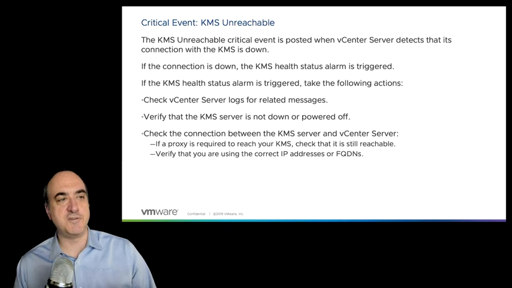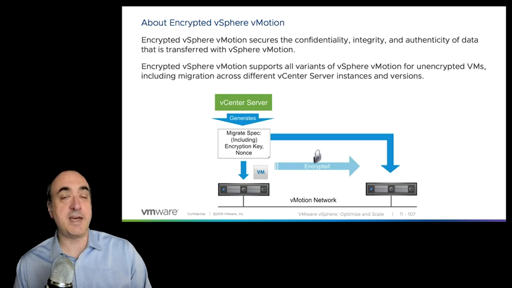So check your vCenter logs for any related messages, verify that the KMS server isn't down or powered off, and check the connection between the KMS and the vCenter. If there's a proxy, then check to see if it's still reachable, and verify if you're using the right IP addresses and the fully qualified domain names. Kind of a standard check-the-network-settings set of troubleshooting tips here. But you definitely need to verify the status of that KMS if you're getting this error message. So that, folks, is VM encryption.